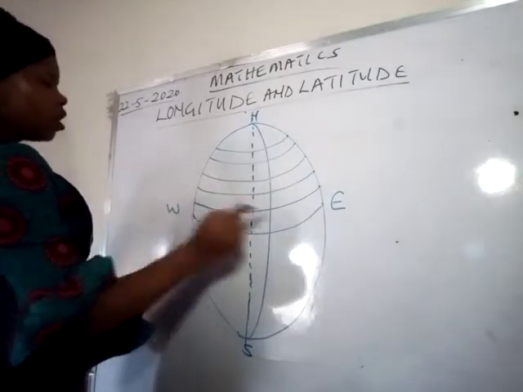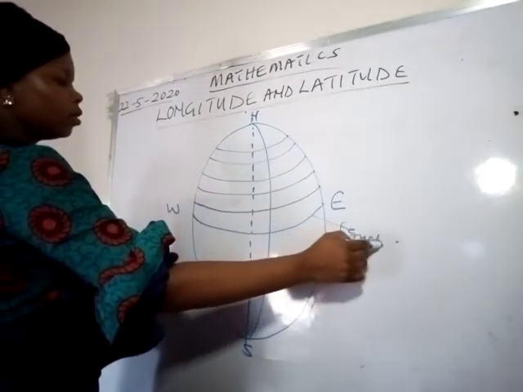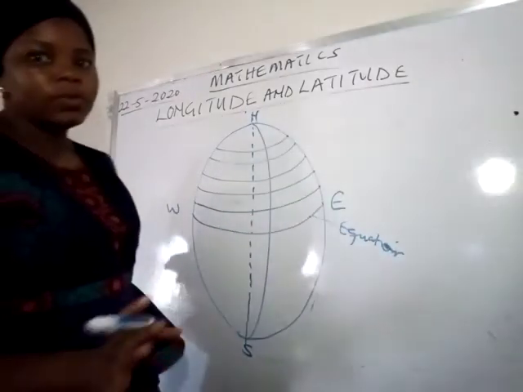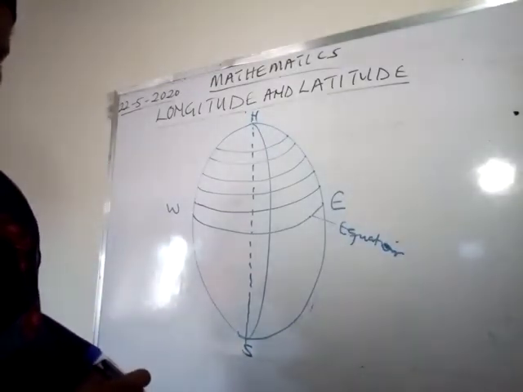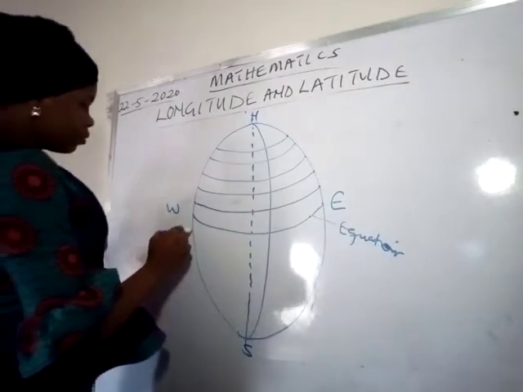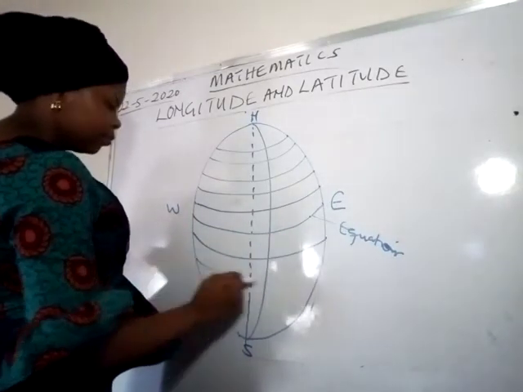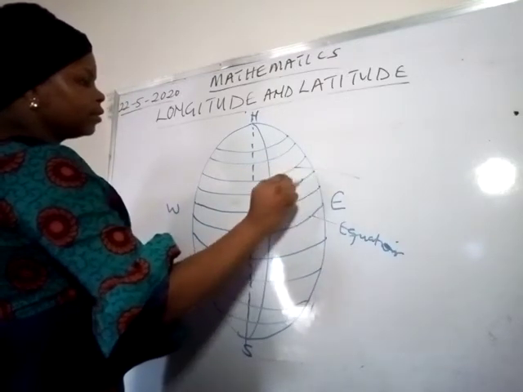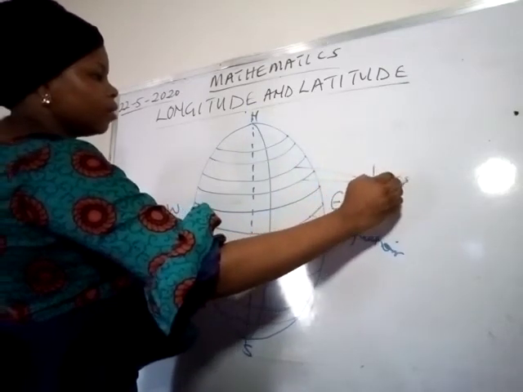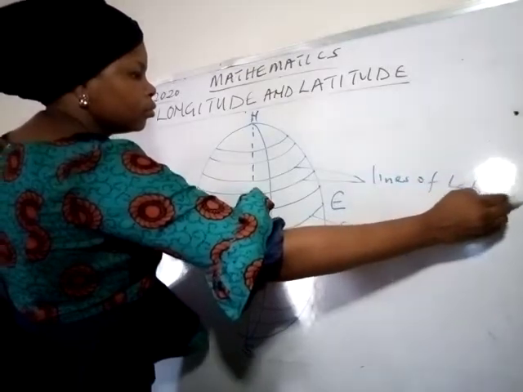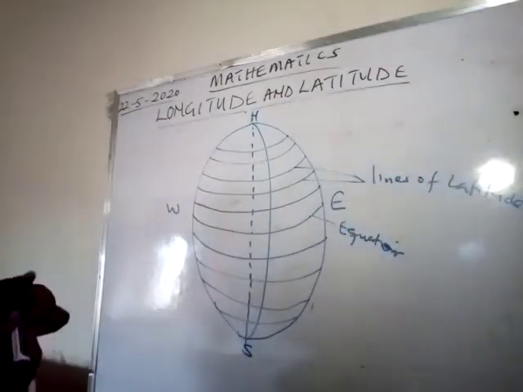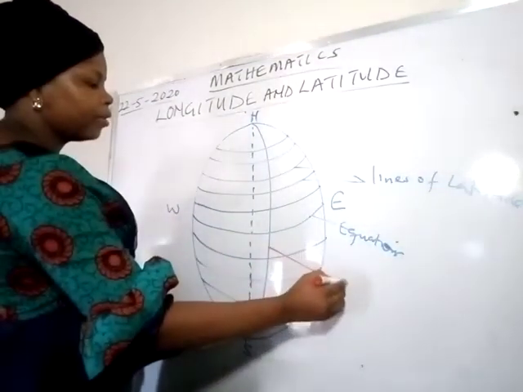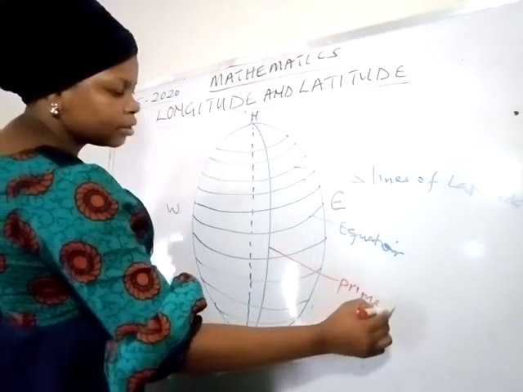The line of latitude that cuts the circle at the equator is called zero degrees latitude. Do you get that now? I have another one here. All these lines are called the lines of latitude. Do you get that now? They are called lines of latitude. Now, this line here is called the prime meridian, or you call it the Greenwich meridian.